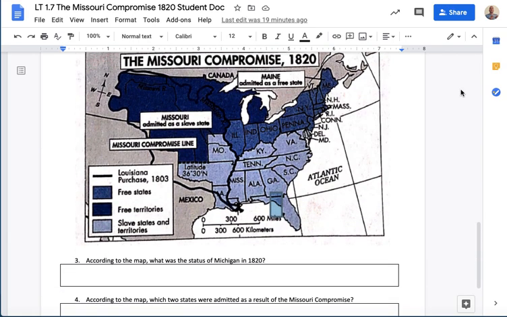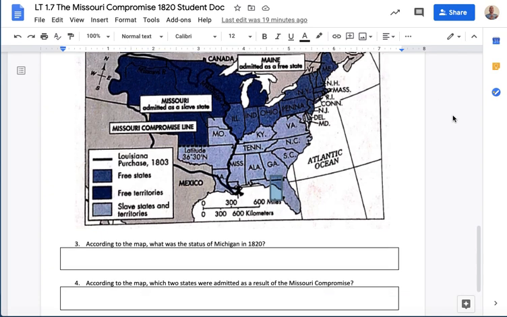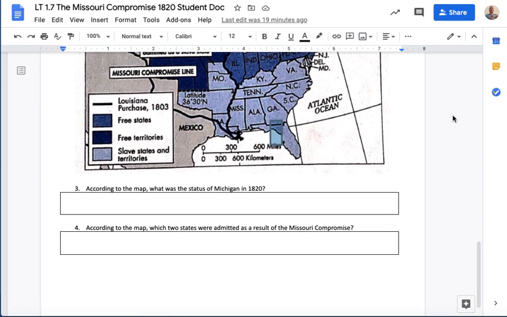Questions 3 and 4 are based on the map, so study the map closely as you answer these questions. Question number 3. According to the map, what was the status of Michigan in 1820? And question number 4. According to the map, which two states were admitted as a result of the Missouri Compromise?